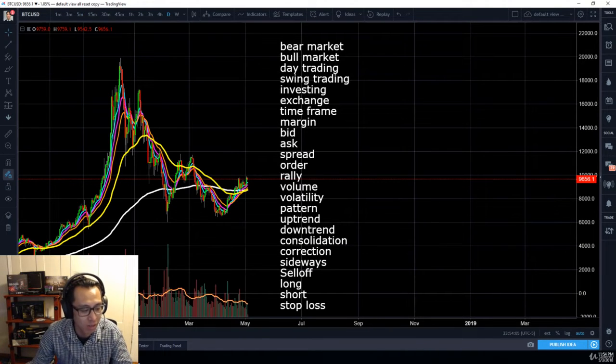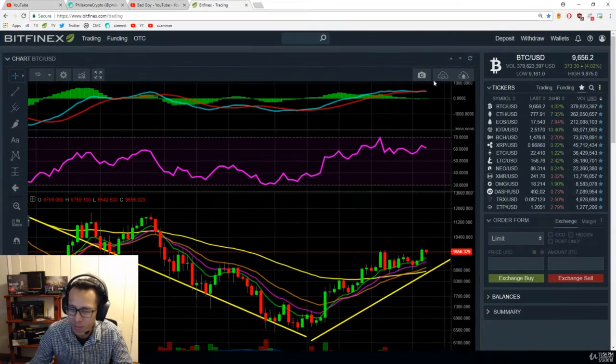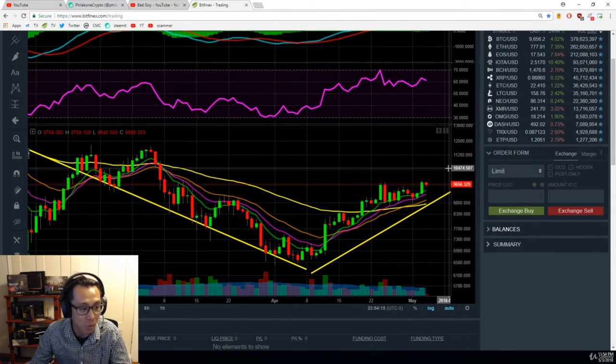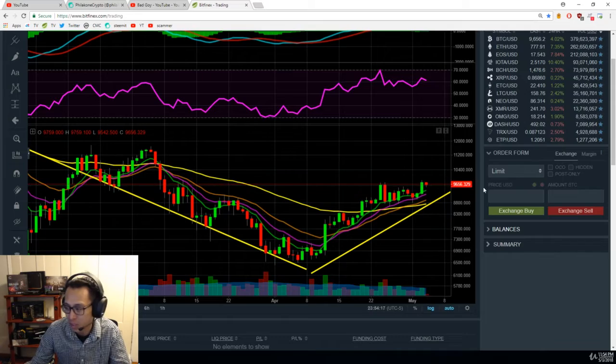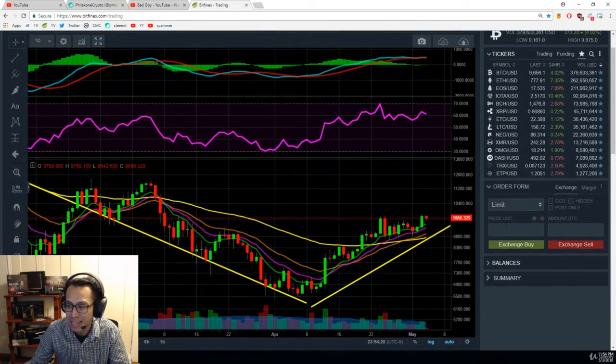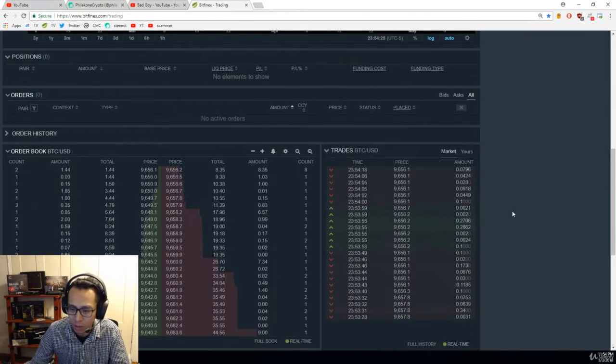So let's also go over Bitfinex here, since I have got a lot of these definitions up as well. Not just Bitfinex, but I'm going to go over the definition of what an ask is, what a bid is, what a spread is as well. Every single exchange has something called an order book.